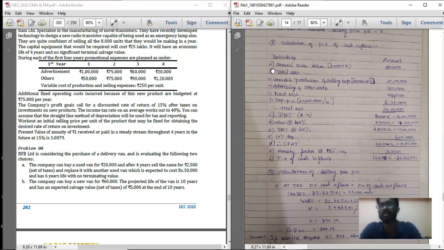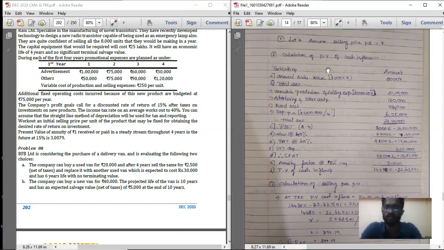Below that, in the particulars column, record small a, annual sales value. Within brackets, how many units are being sold? 8,000 units. What is the selling price per unit? We have assumed X. So within brackets, 8,000 into X. In the amount column, record 8,000X. Below that, small b, total cost.